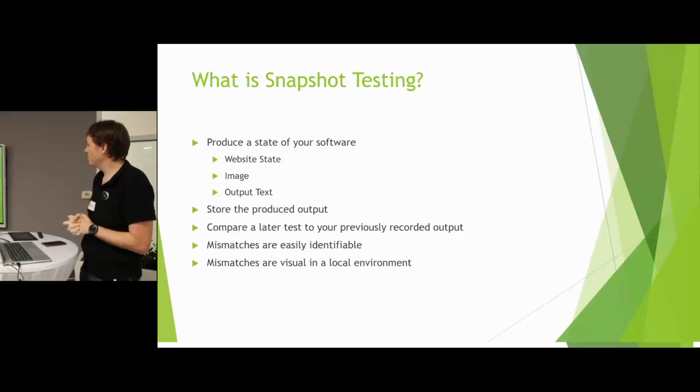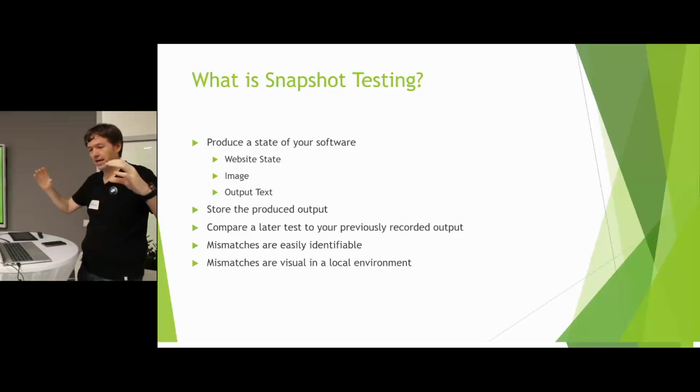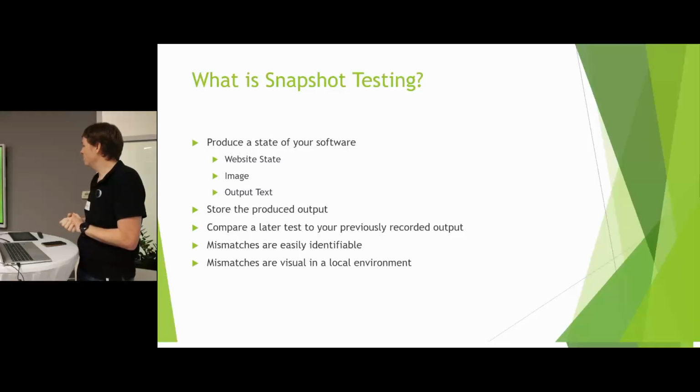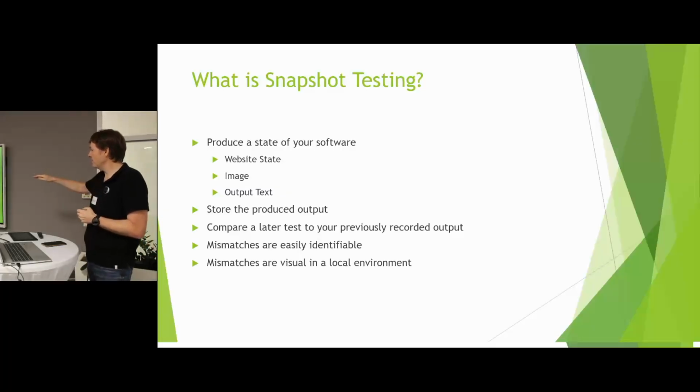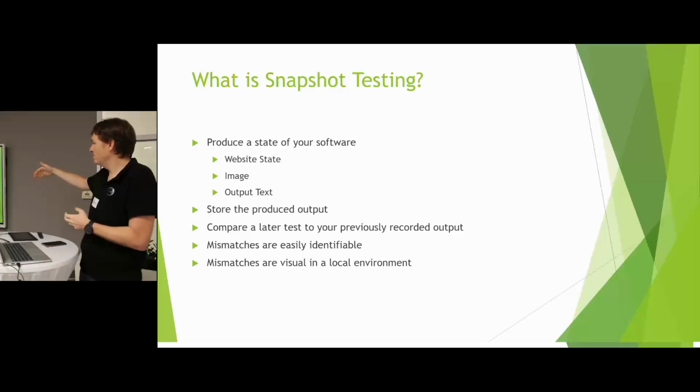A good thing about snapshot testing is that the mismatches are easily identifiable. I mean, it depends on the framework you're using. For example, if you use something where you can test your code changes, then of course you have diff tools that you can use, where you have left side, right side changes. There are things that work for images as well. Of course, there are things that work for websites. And what you can also use is that mismatches are visualized in a local environment. So as I said before, you have a diff tool. For websites, you have an HTML report you can view.